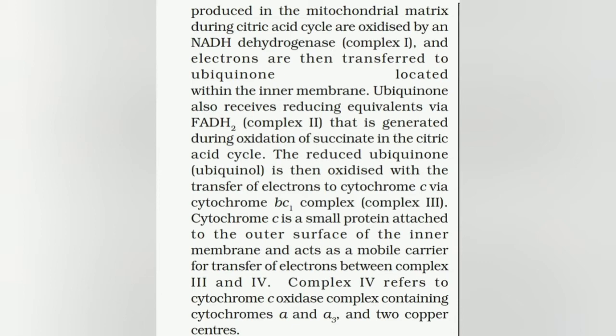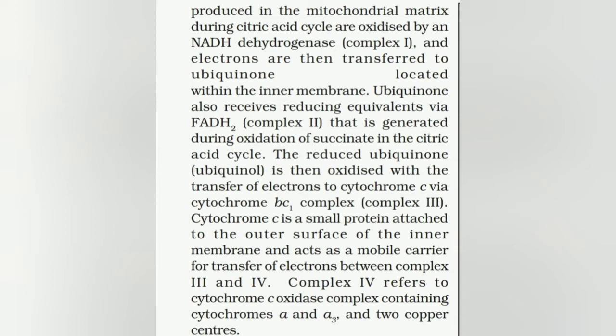Electrons from the NADH produced in the mitochondrial matrix during the citric acid cycle are oxidized by NADH dehydrogenase, which forms complex 1, and the electrons are then transferred to ubiquinone located within the inner membrane. Ubiquinone also receives reducing equivalents via FADH2, complex 2, that is generated during oxidation of succinate in the citric acid cycle. The reduced ubiquinone, ubiquinol, is then oxidized with the transfer of electrons to cytochrome C via cytochrome bc1 complex, that is complex 3.